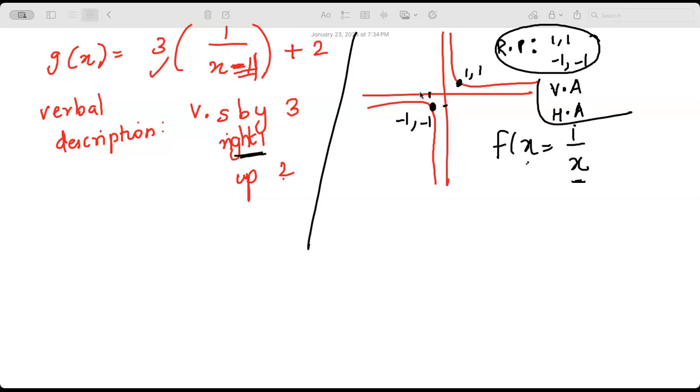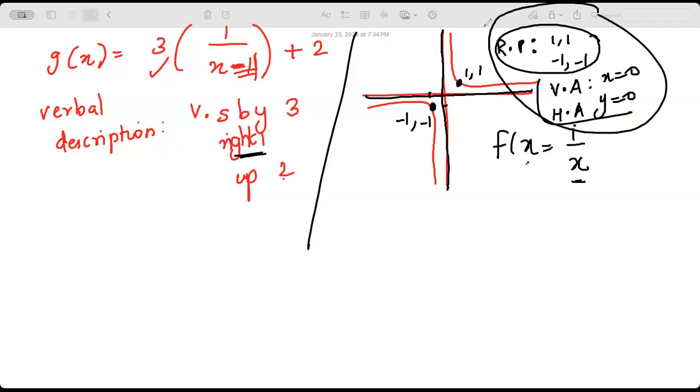What are they? The vertical asymptote, what is the equation of this line? X equals 0. And the horizontal asymptote is y equals 0. This is very important, which I forgot to say when we discussed the properties of rational graphs. Before you go to transform functions, you need to know the reference points for the parent graph, the vertical asymptote, and the horizontal asymptote.